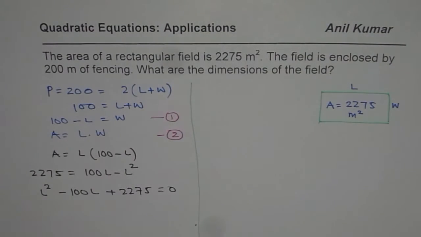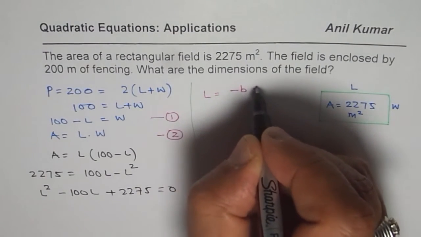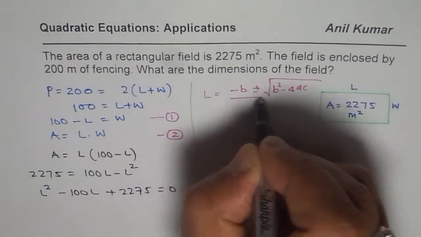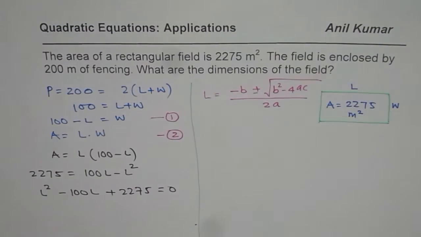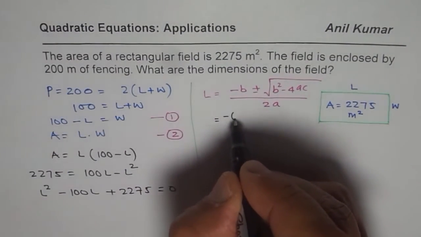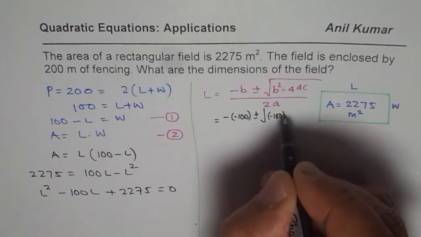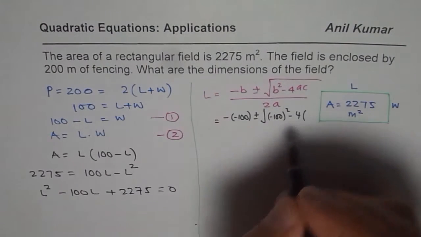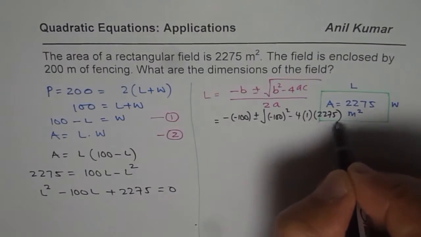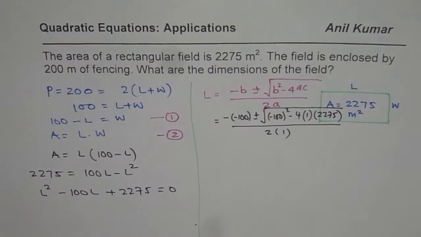To solve this equation, we can use the quadratic formula, which is length is equals to minus b plus minus square root of b square minus 4ac, divided by 2 times a. Now in our case, b is minus 100, so we can write this as minus of minus 100 plus minus square root of minus 100 square minus 4 times a is 1 and c is 2275, divided by 2 times a is 1.